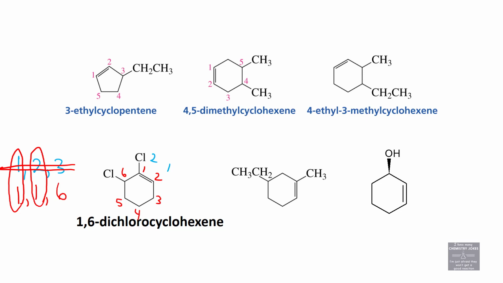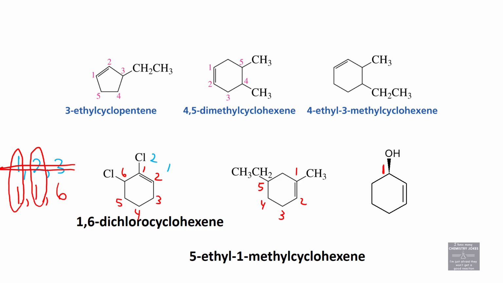I got one more that does not have a higher priority. 1, 2, 3, 4, 5. For similar reasons to the last one I just explained, the methyl there is beneficial for starting the numbering at that point. Alkene is higher priority than alkyl groups. So that's why that's my name.